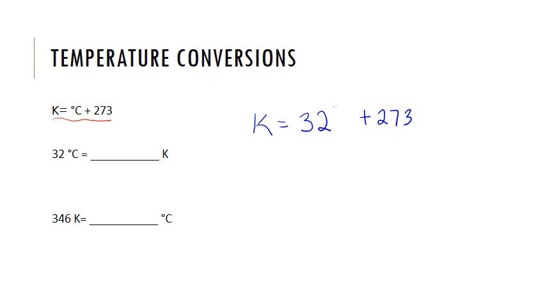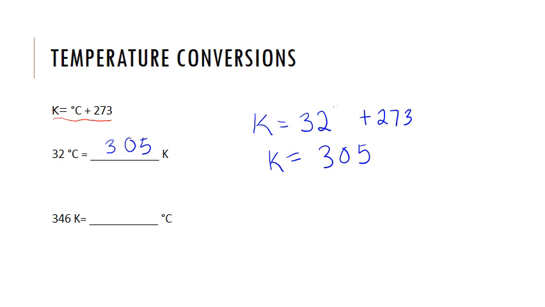We add those two numbers together and we end up with, let's see, 3 and 2 is 5, 7 and 3 is 10, carry the 1, 305. So our Kelvin temperature is 305. So 32 degrees Celsius is probably about 85 degrees Fahrenheit, so a warm day in Fresno, and it's equal to 305 Kelvin.